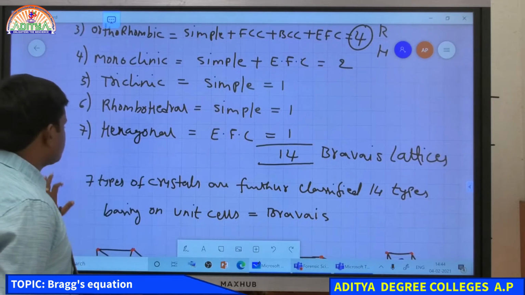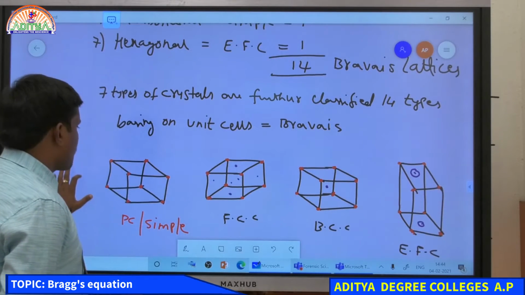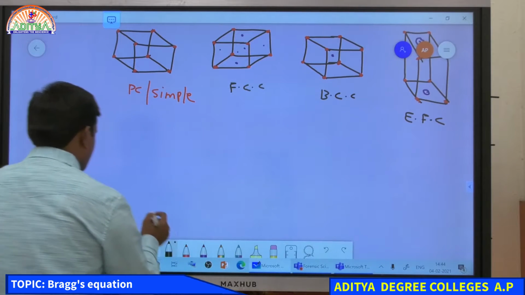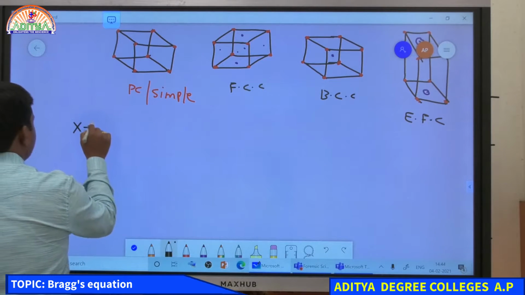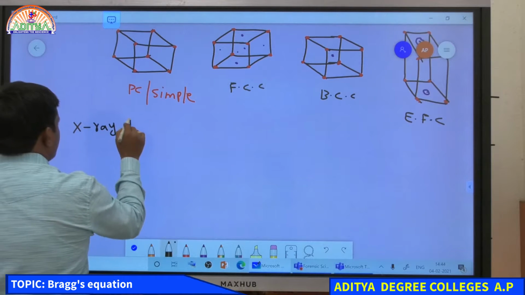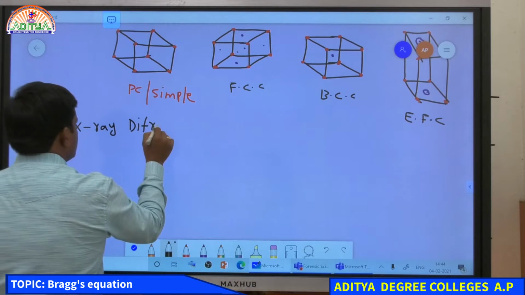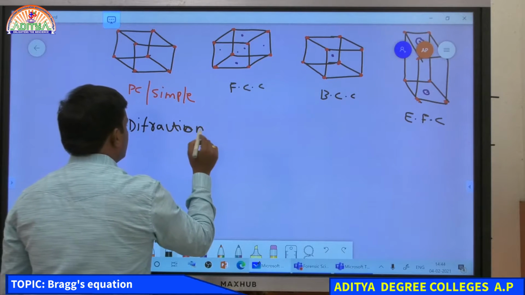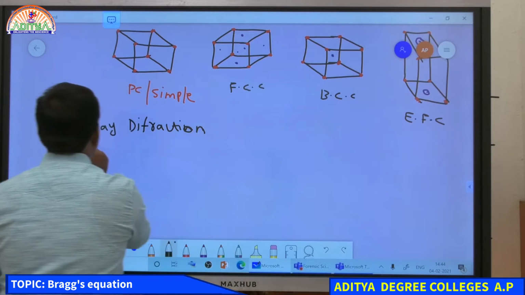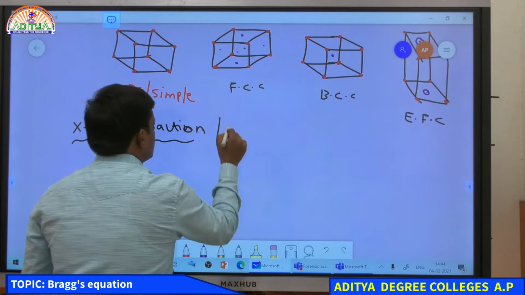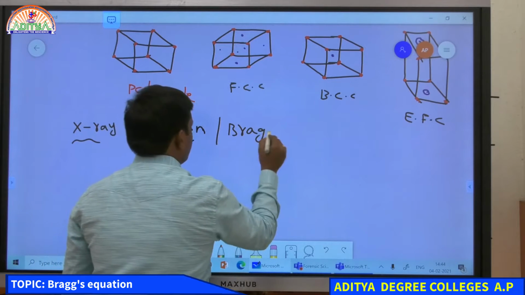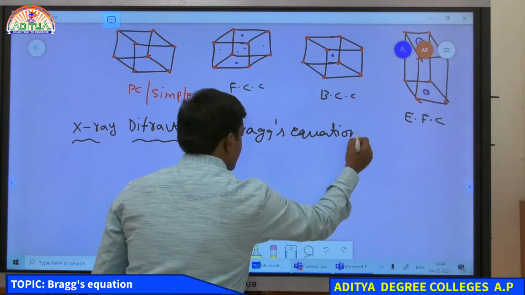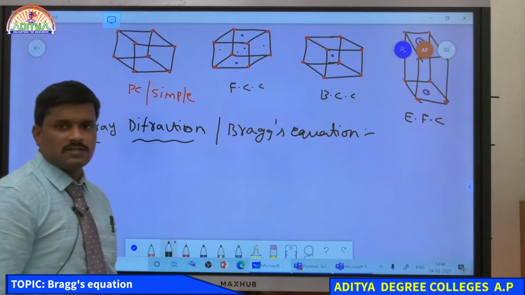And finally, the next topic is Bragg's equation or simply X-ray diffraction study. So this is a very important question. X-ray diffraction or Bragg's equation.